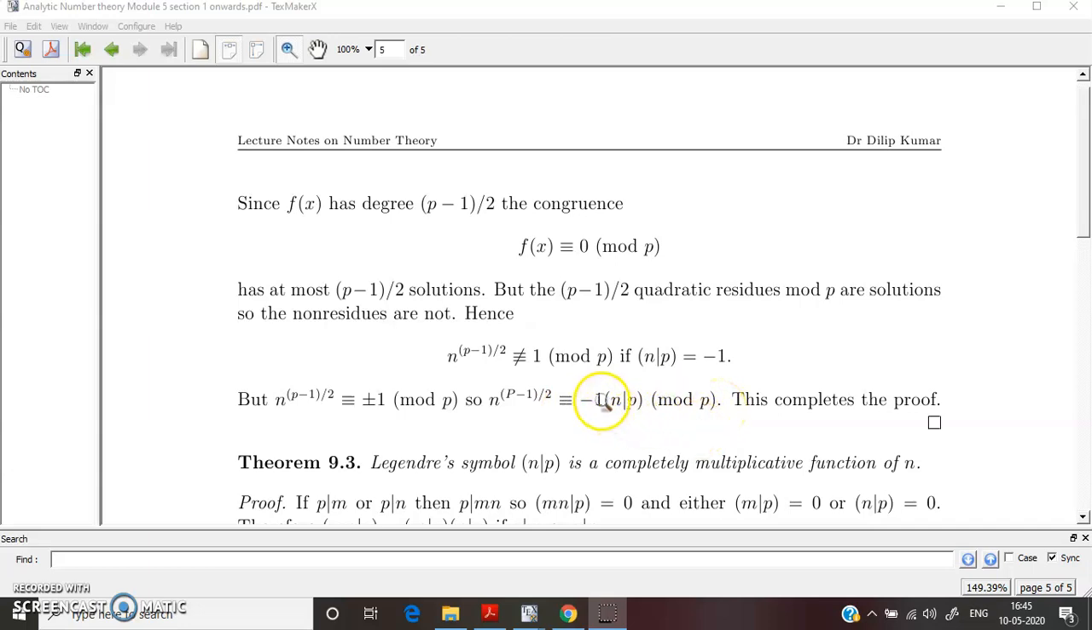Here, by mistake, there should be a congruent symbol, because minus 1 should be congruent to (n/p). So one congruent symbol is missing. I hope you have understood the theorem completely.